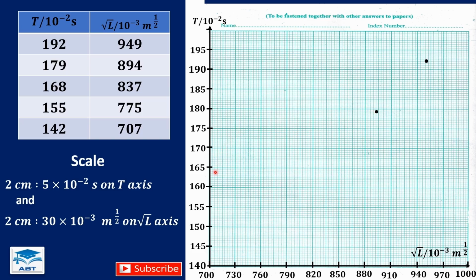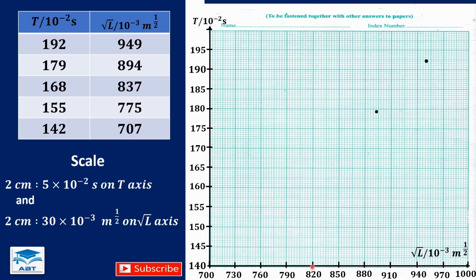168, this is 165, plus 2 boxes is equal to 1. So we'll add 6 more boxes. So 165 plus 6 more boxes will give us 168. And we have 837 on root L axis. This is 820.